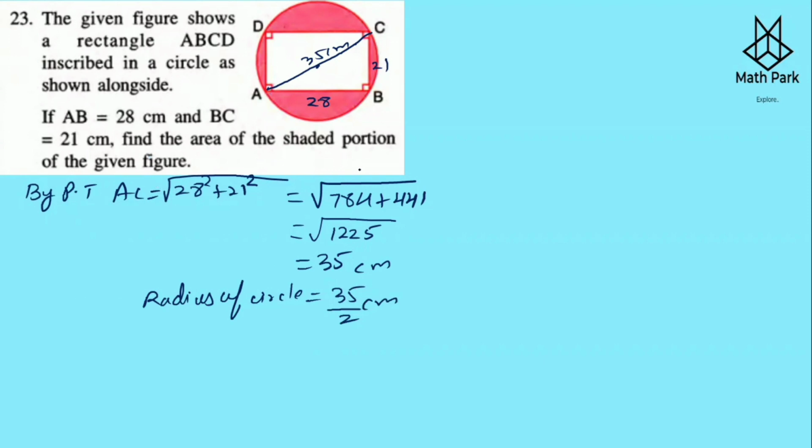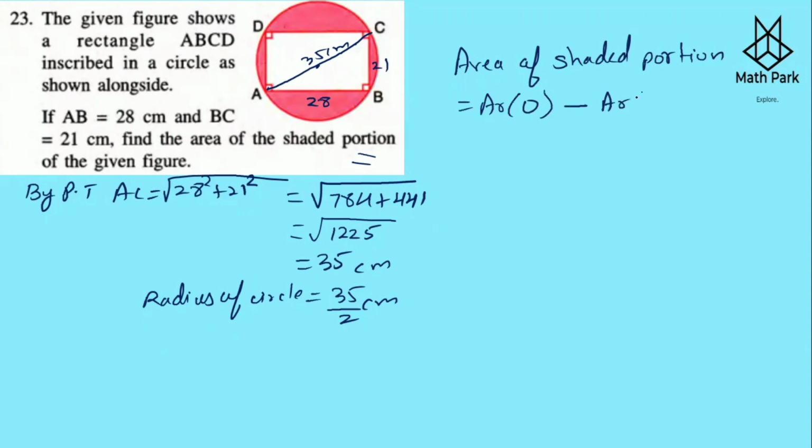Now you are asked to find the area of the shaded portion. So area of the shaded portion is equal to area of circle minus area of rectangle. The area of a circle is pi r square, which is 22 by 7 into 35 by 2 into 35 by 2, where the radius is 35 by 2, minus the area of a rectangle, which is 28 times 21.